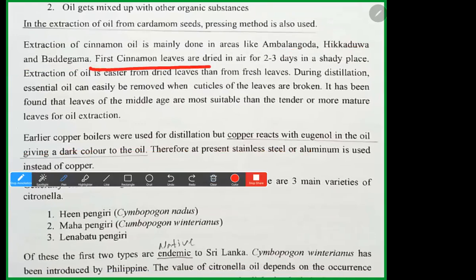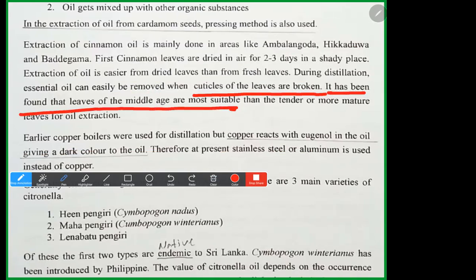First, cinnamon leaves are dried in air for 2-3 days in a shady place. Extraction of oil is easier from dried leaves than fresh leaves. During distillation, essential oil can easily be removed when the cuticle of the leaves is broken. The cuticle, I think you know, is the outermost layer, and it gets damaged when you're drying them. It has been found that leaves of middle age are more suitable than tender or more matured leaves for oil extraction. Not too mature, not too young.